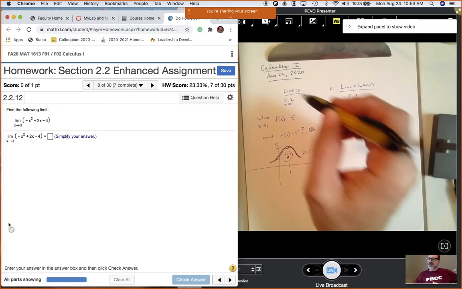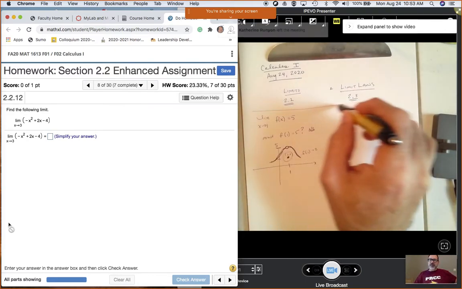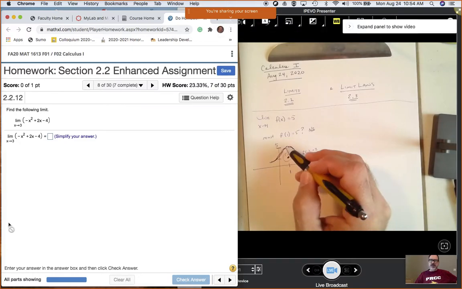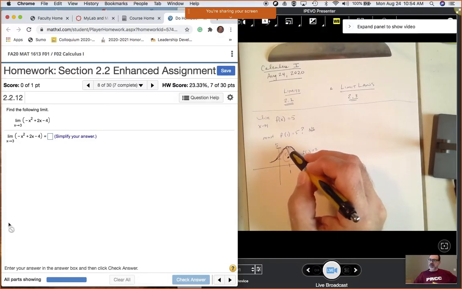In continuous functions where there are no holes, then the function value would obviously equal the limit value because we'd be filling in the hole here.